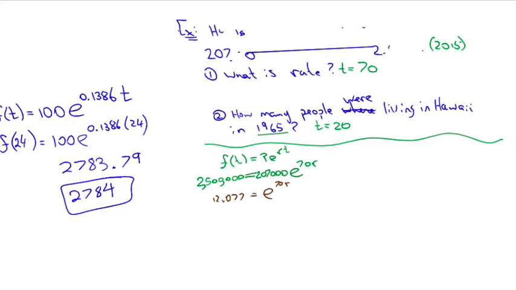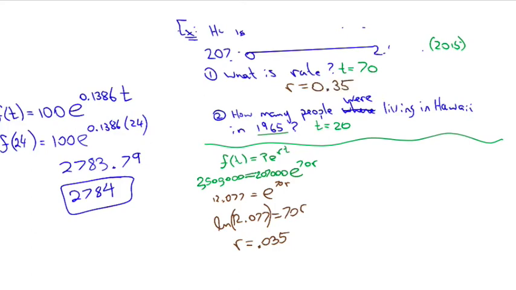So what do I do to both sides to get to r? ln both sides. So this becomes ln of 12.077 equals 70r. And divide both sides by 70, and you're going to get r is equal to 0.035. So it's about 3.5% population growth per year based on the population of the year. Think of it that way. All right, so that gives me the rate, r equals 0.035.